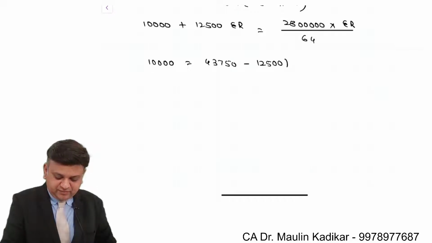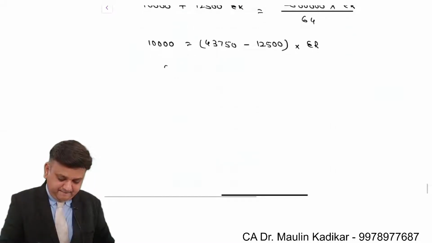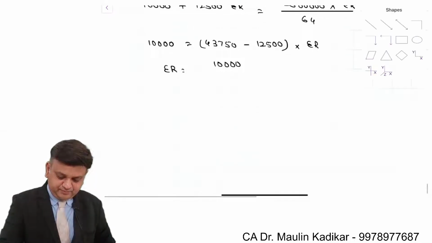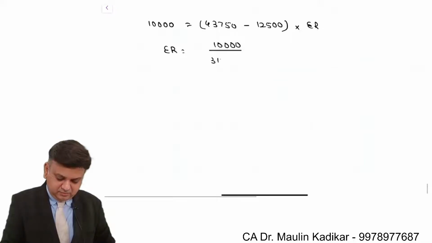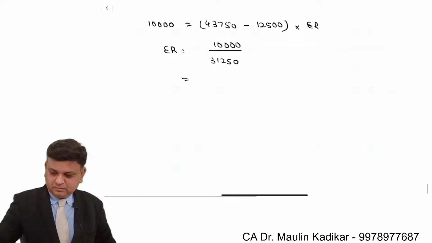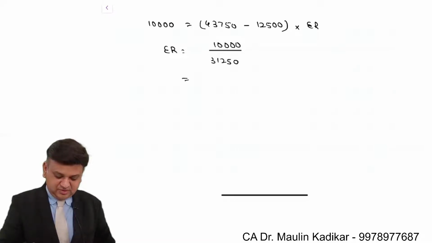minus 12,500. Exchange ratio is taken common. So it is 10,000 divided by 31250. So the final answer is 0.32.